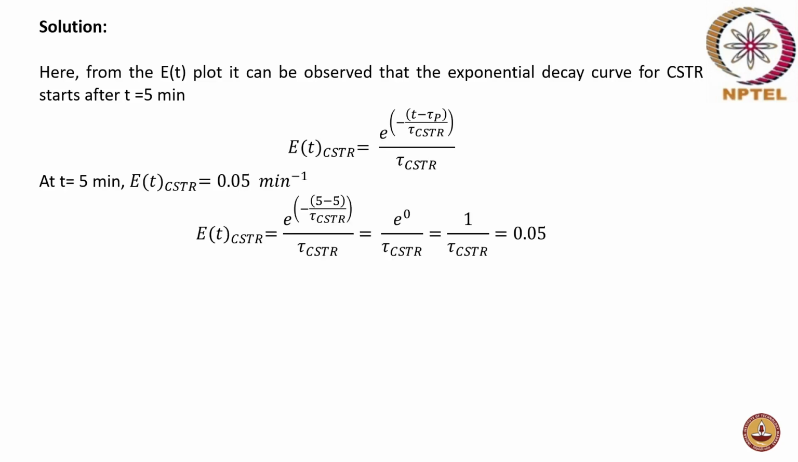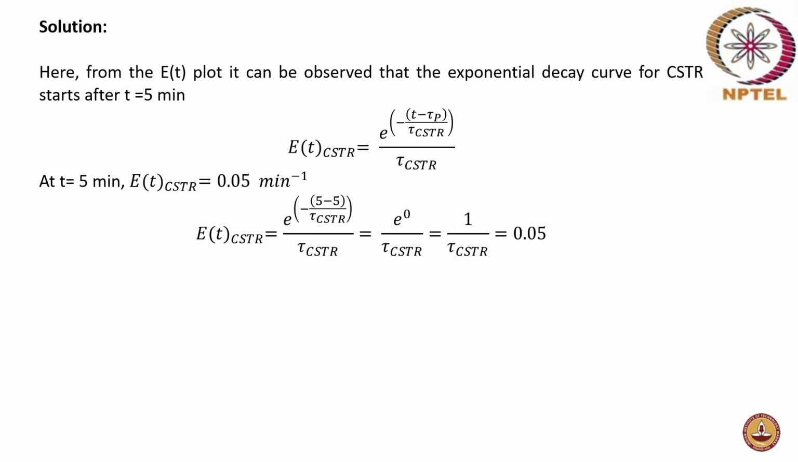Now let us substitute that value of t equal to 5 in the expression of exit age distribution of the CSTR. So E of t for CSTR is equal to exponential of minus (t minus tau p) by tau CSTR, the whole divided by tau CSTR, right? Now let us substitute t equal to 5 minutes. We also know that tau p is also equal to 5 minutes.